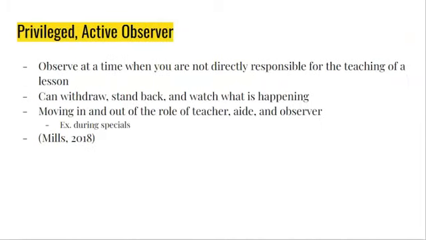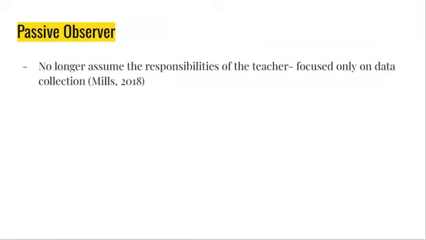Privileged active observer is where you observe at a time when you are not directly responsible for the teaching of a lesson. So this could be during a special time like gym or music or library, and it's an opportunity for you to withdraw, stand back, and watch what is actually happening. And you're able to move in and out of the role of teacher, aide, and observer. And then the last is passive observer, and this is where you are no longer assuming the responsibility of the teacher and you are just solely focused on collecting data.